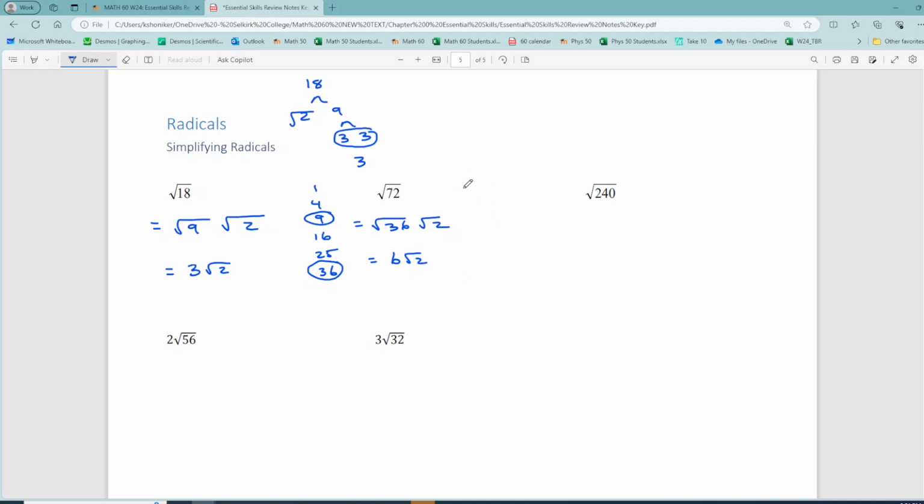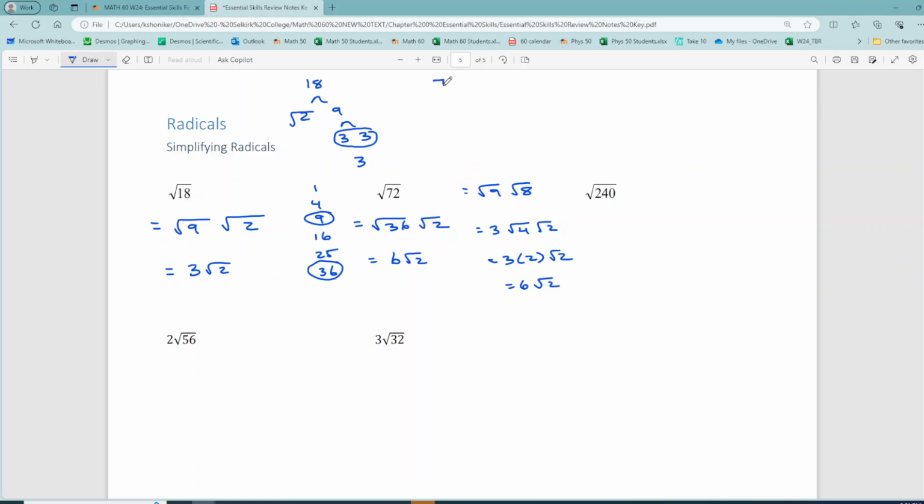Now if you had done it the other way and you got root 9, root 8, you would just keep going. Square root of 9 is 3, root 8 is root 4, root 2. This would give you 3 times 2 root 2, which would give you 6 root 2. So it gives you the same answer, and I don't care which one you do, but always try to find the highest perfect square that goes in. It'll just save you steps.